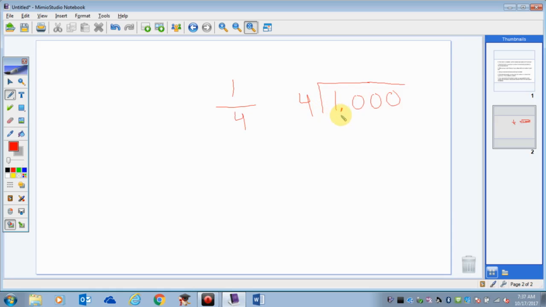4 will not go into 1, but I have a decimal here, so I'm going to go ahead and put it up here. So 4 will go into 1, it will not, so I'm going to put an X. 4 will go into 10 2 times. 4 times 2 is 8. 10 minus 8 is 2. Bring down my 0. 4 will go into 20 5 times. 4 times 5 is 20. And I get my 0. So it terminates when I get my 0 down here. So 4 will go into 1 0.25 times. So my answer for this right here is 0.25.